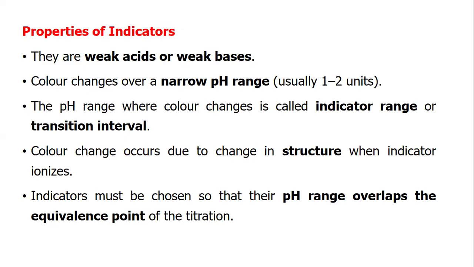They are weak acids or weak bases, and the color changes over a narrow pH range, usually 1 to 2 units. The pH range where the color change occurs is called the indicator range or transition interval. Color change occurs due to a change in structure when the indicator ionizes. The indicator must be chosen so that its pH range overlaps the equivalence point of the titration.